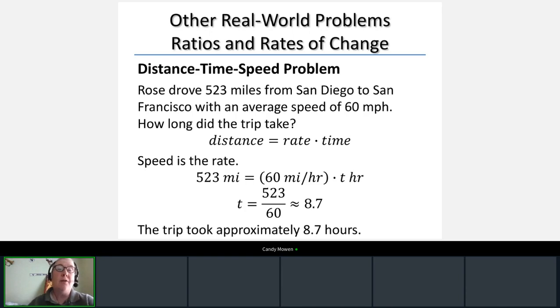Rose drove 523 miles from San Diego to San Francisco with an average speed of 60 miles per hour. How long did the trip take? Distance equals rate times time. Fill in what you know. As long as you have two of the three, you can always find the other in a formula. Distance is 523, rate was 60 miles per hour, times time. We're going to divide both sides by 60, and the trip took approximately 8.7 hours.